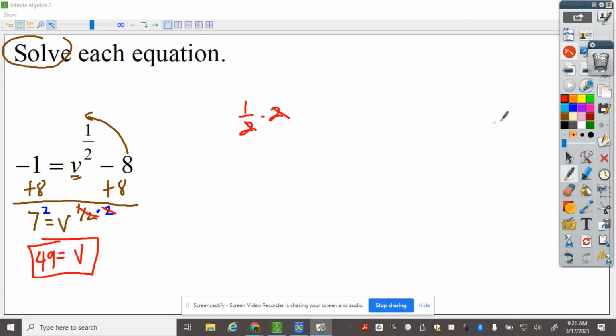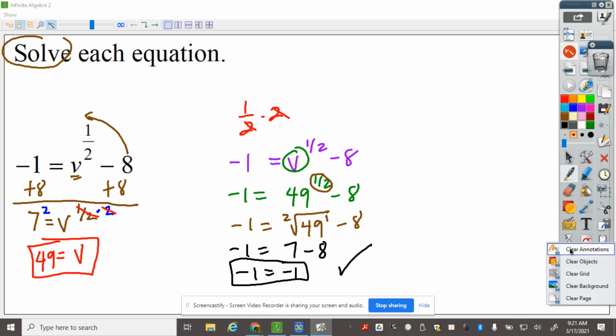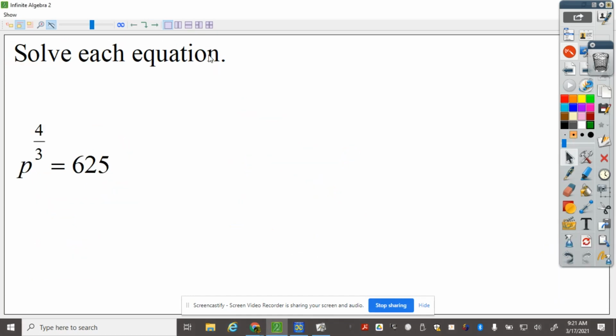And that's the answer. If you would like to check your answer, negative 1 is equal to v raised to 1/2 minus 8. I'm going to plug in the 49 for v. So negative 1 equals 49 raised to 1/2 minus 8. We all know that 49 raised to 1/2 is the same thing as the square root of 49, minus 8. The square root of 49 is 7, and 7 minus 8 is equal to negative 1. So since they're the same, our answer is correct. Kaboom. Next.